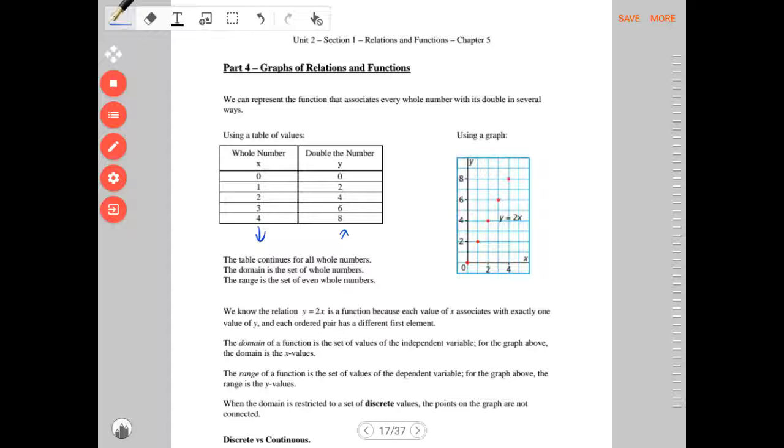Awesome. So we know the relation y equals 2x is a function because each value of x associates with exactly one value of y, and each ordered pair has a different first element. So the domain values are all different from the doubles. Now if you have a look at the graph of y equals 2x, you can see there are all these points here.